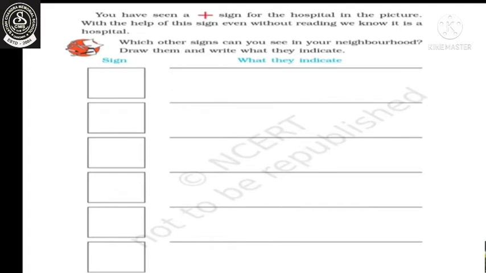Now, see here another question is given. What is it? You have seen a plus sign, a red plus sign for the hospital in the pictures. So in the previous pictures also we have seen a plus sign is used to show a hospital. With the help of this sign, even without reading, we know it is a hospital, isn't it? So it makes our work very easy, that without reading the signboard from a distance, you can easily see the sign and understand, yes, there is a hospital. I can find a hospital there. Which other signs can you see in your neighborhood?